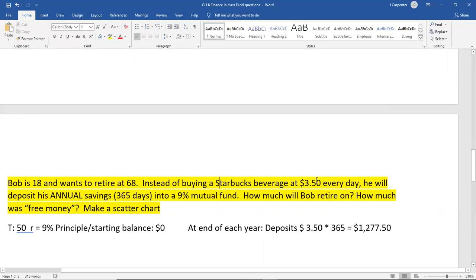So Starbucks cup of coffee, $3.50 a day. So he's going to take this money and save it up for a year. At the end of the year, on that 365th day, he's going to put it into his mutual fund, where he expects to earn 9% return. So he's going to do a little bit better than the average, if you say the average is 7 to 8, but still not some crazy number like 20%.